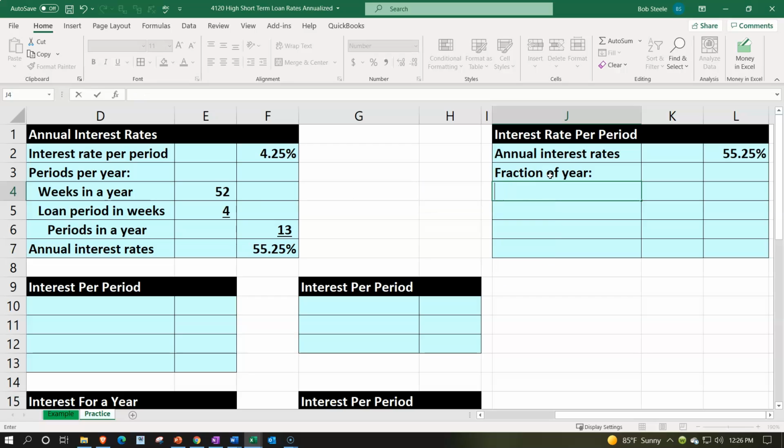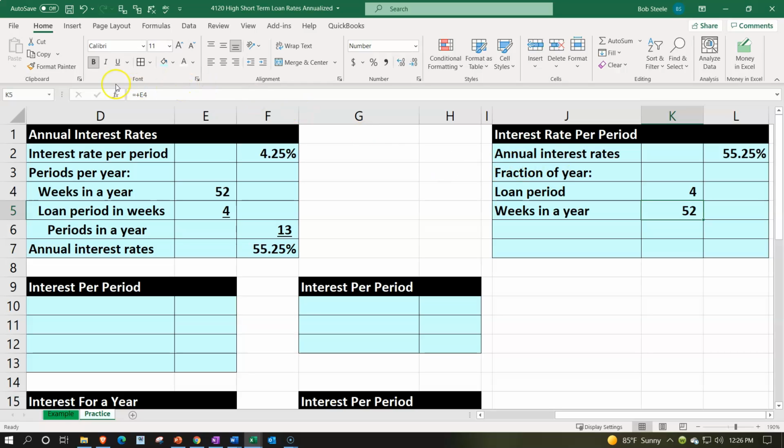Let's just call it loan period is 4 weeks. I'm just going to pick that over here out of the weeks in a year. We're going to say weeks in a year. So the fraction of a year we'll be calculating here. Home tab, fraction of the year, we're calculating here.